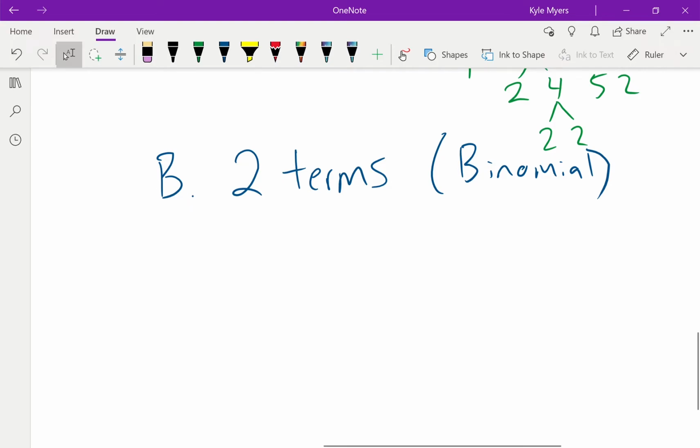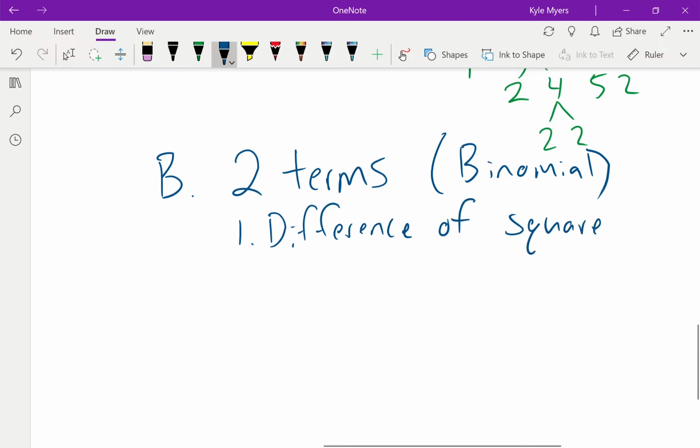All right, so if I have a binomial, then there's a couple options. There's actually a lot more options than I would like to cover here. Option 1: difference of squares. All right, difference of squares. So let's do an example.